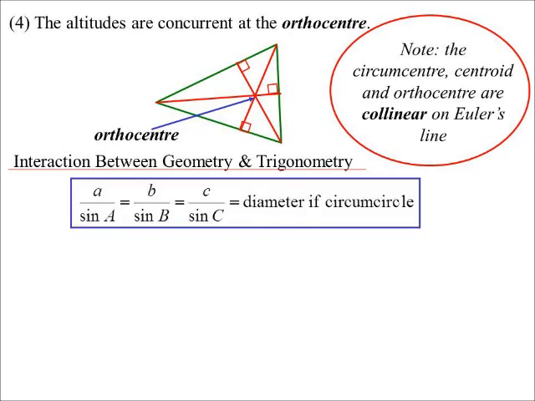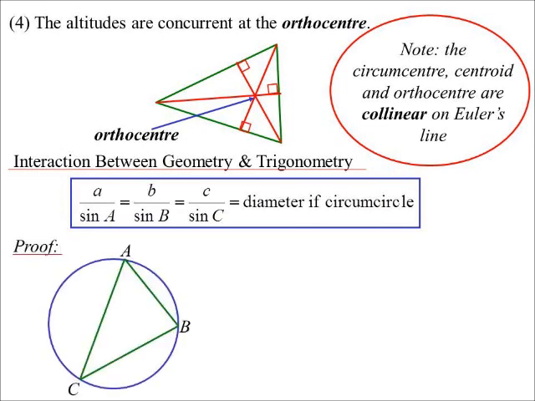The sine rule, of course, is in fact not what we usually see it as when we first see it back in year 8, year 9, whenever it is. It's actually this: a over sine A is b over sine B, c over sine C, but it will equal the diameter of the circumcircle.